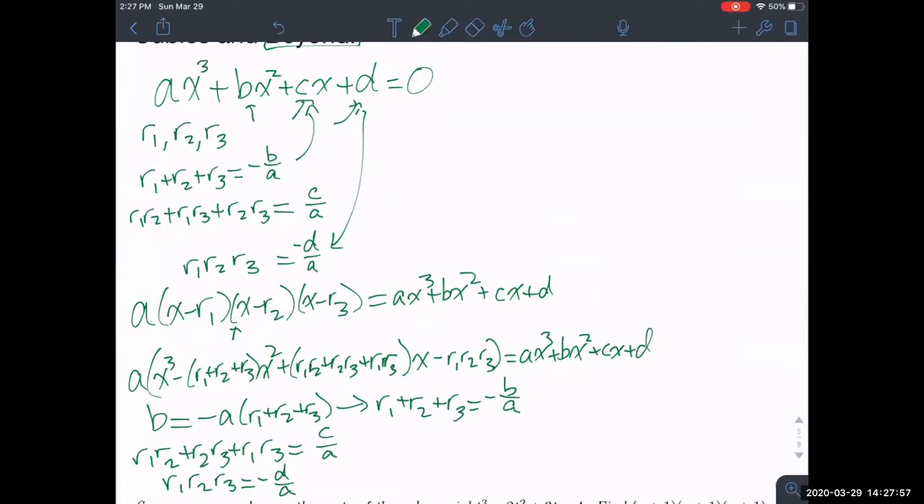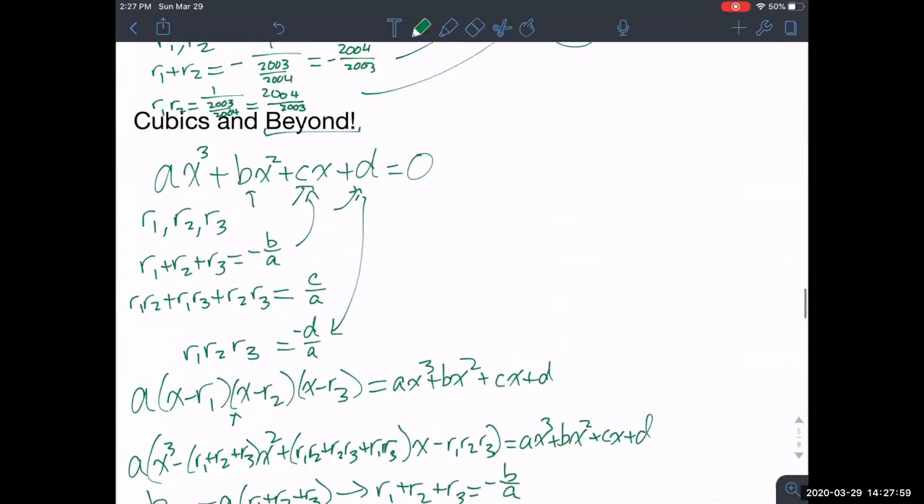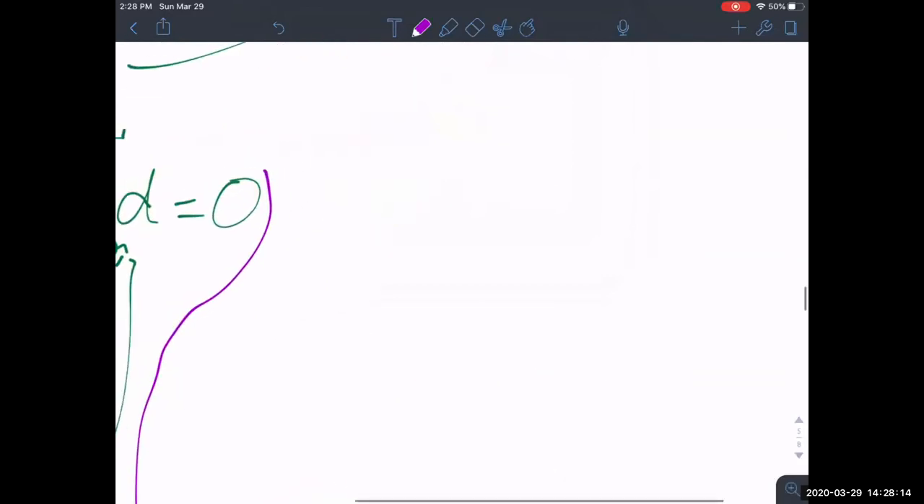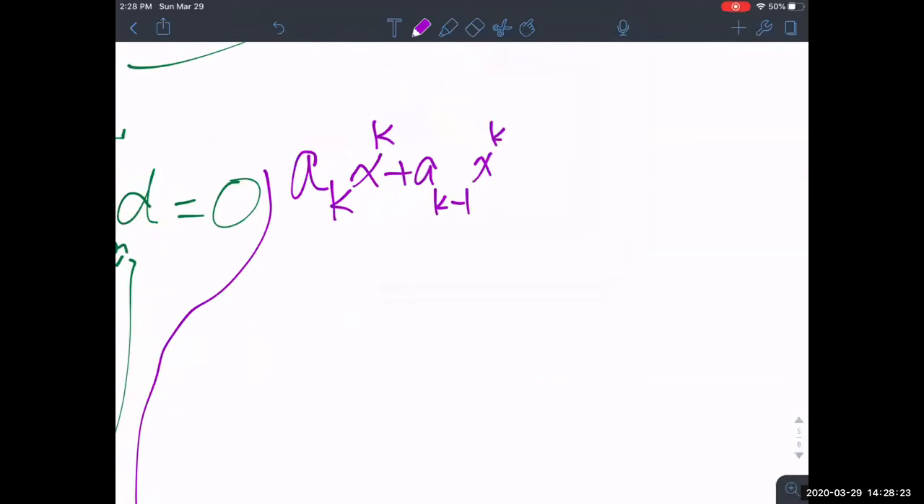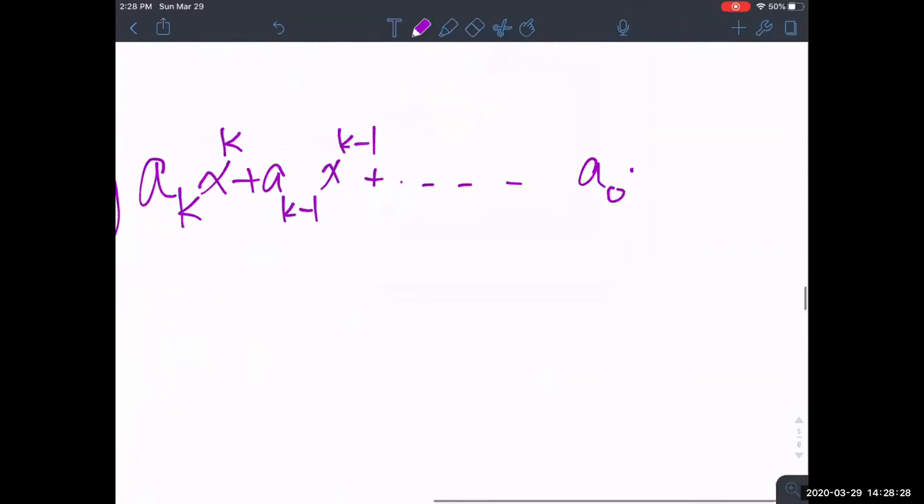And now let's talk about the beyond part. I'll change pen color just to show that. Now let's stop talking about cubics, quadratics, quartics, and talk about the general example of K. So we'll have A_K x to the power of K plus A_(K-1) x to the K minus 1, plus all the way to A0 is equal to 0.